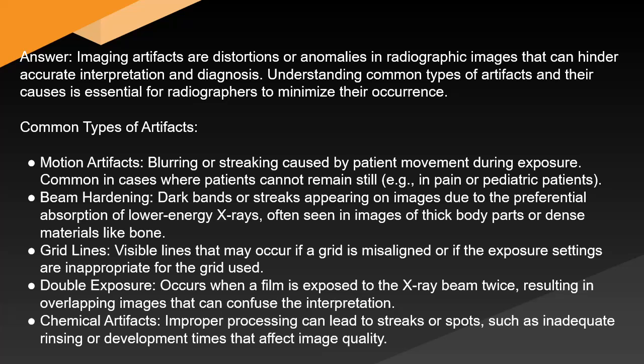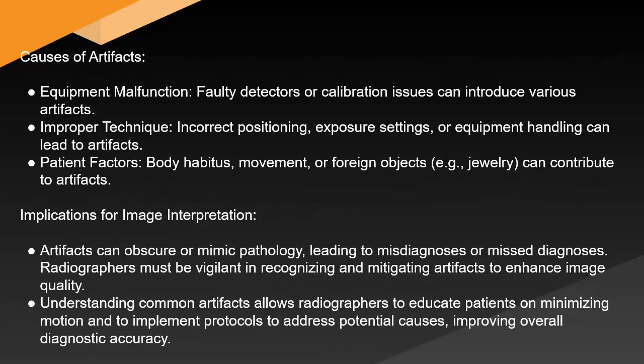Grid lines, visible lines that may occur if a grid is misaligned or if the exposure settings are inappropriate for the grid used. Double exposure occurs when a film is exposed to the X-ray beam twice, resulting in overlapping images that can confuse the interpretation. Chemical artifacts. Improper processing can lead to streaks or spots, such as inadequate rinsing or development times that affect image quality. Causes of artifacts. Equipment malfunction.